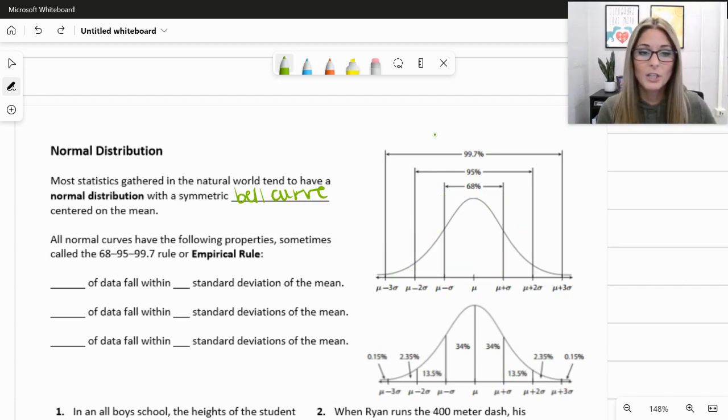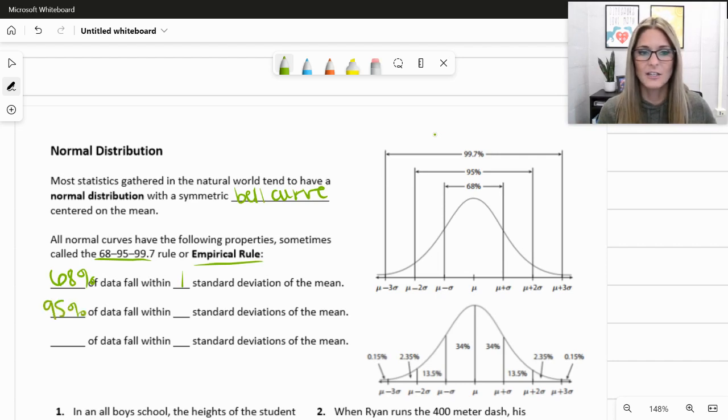Now, all normal curves have the following properties, sometimes called the 68-95-99.7 rule or empirical rule. Sometimes our EOC questions mention the empirical rule, so that can be a clue that you're using this 68-95-99.7 rule. And it means that 68% of our data is going to fall within one standard deviation above and below the mean.